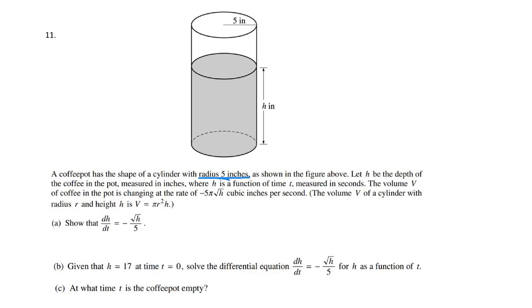H is the depth of the coffee pot measured in inches. H is a function of time measured in seconds. The volume of the coffee pot is changing at a rate of, so that right there is our dV dt. That's important to know. And for part A, we need to show that dH dt is equal to negative square root of h over 5. Well, sure, everybody knows that it is, right?